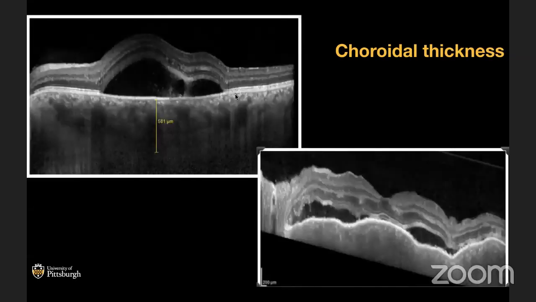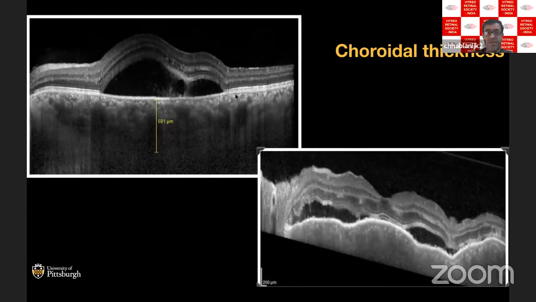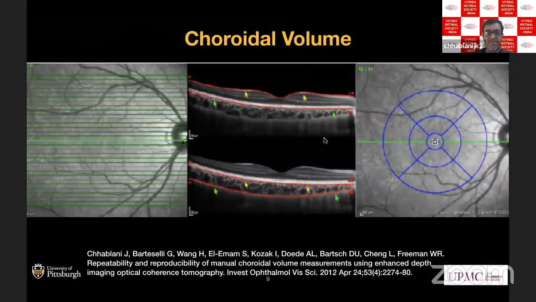These are typical pictures of a thickened choroid, where you can see that the choroid is thickened in a patient with CSR on the top, and the thickened choroid in a patient with VKH at the bottom, where you cannot see the posterior border of the choroid, and you can see the undulation as well. We'll come to that later again.